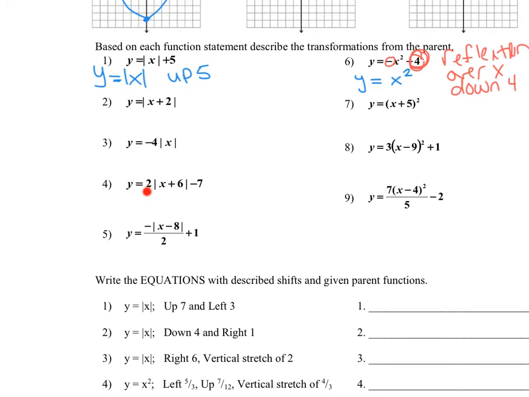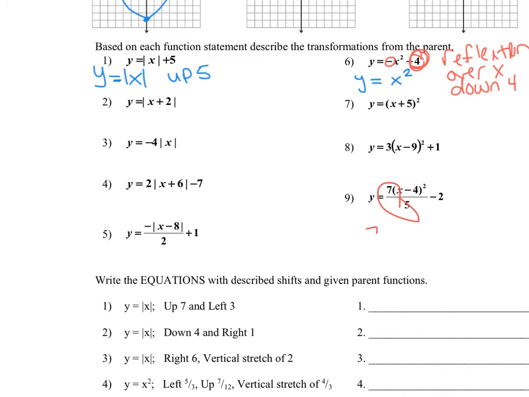This person here, he has a 2 multiplying the absolute value bars. There's your vertical stretch of 2 units, a factor of 2. This is going left 6 units and down 7 units. Remember, this is inside the absolute value bars, so it's left or right, and outside the absolute value bars is up or down.